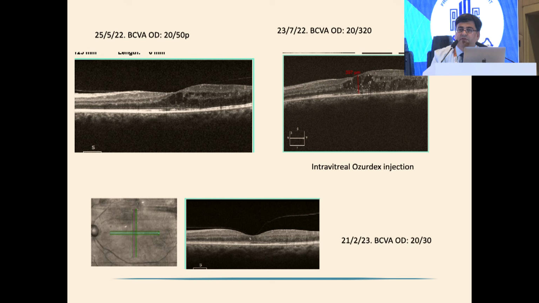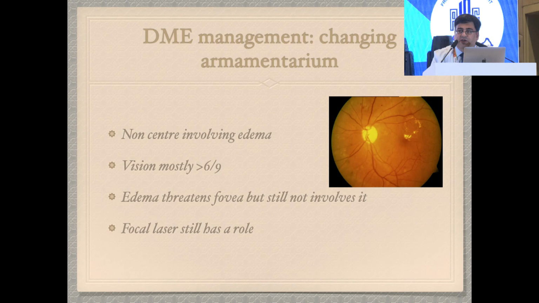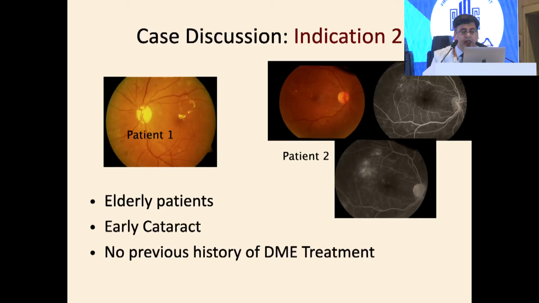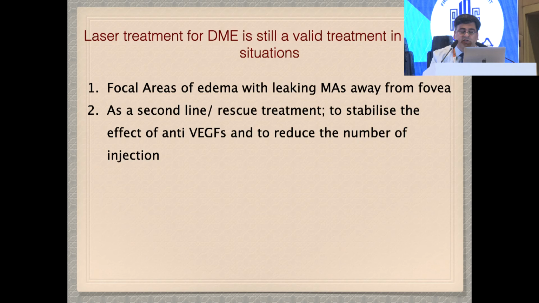And quickly going on, we do not forget the role of laser. Laser still has a role in cases of non-center involving edema, especially when visual acuity is good, or edema is centering the fovea but not involving it and the leaking points are away from the fovea, focal laser still has a role. So laser treatment in DME is still a valid option in specific situations such as focal areas of edema with leaking microaneurysms safely away from fovea, as a second line or rescue treatment when you want to stabilize your anti-VEGF and reduce the number of injections. And patients with PDR and CSME, you can definitely consider laser.